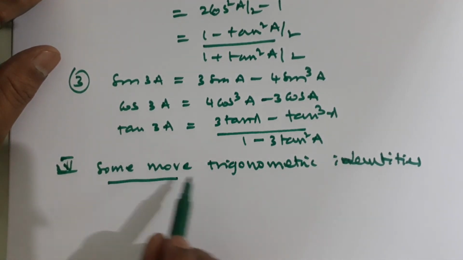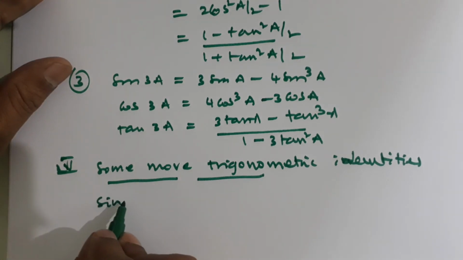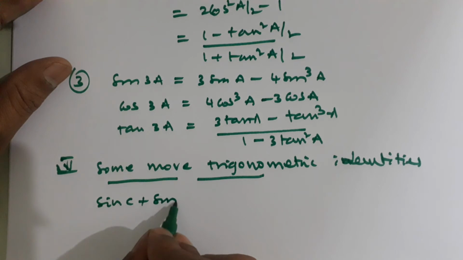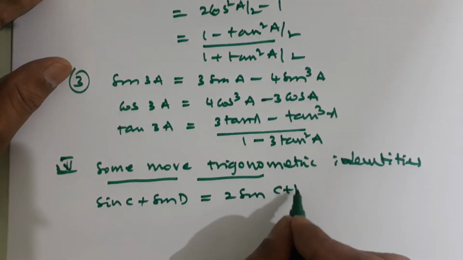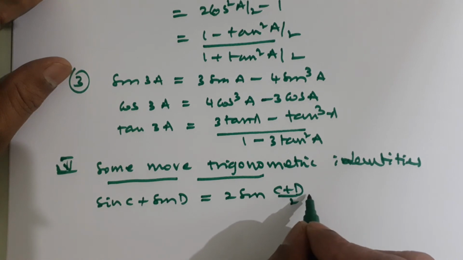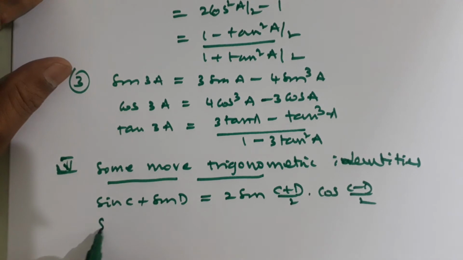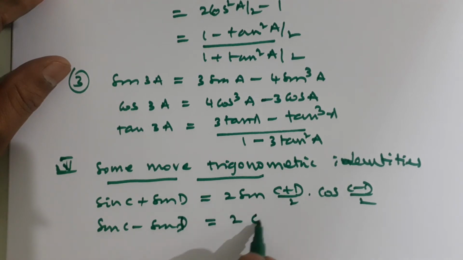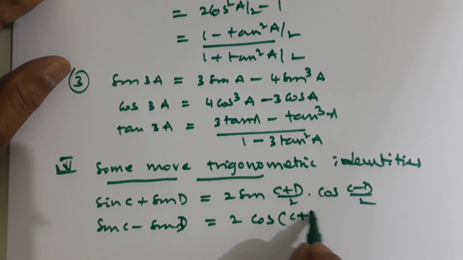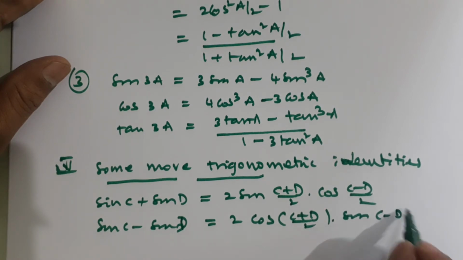Some more trigonometric identities. Sin c plus sin d is equal to 2 sin (c plus d)/2 into cos (c minus d)/2. Sin c minus sin d is equal to 2 cos (c plus d)/2 into sin (c minus d)/2.